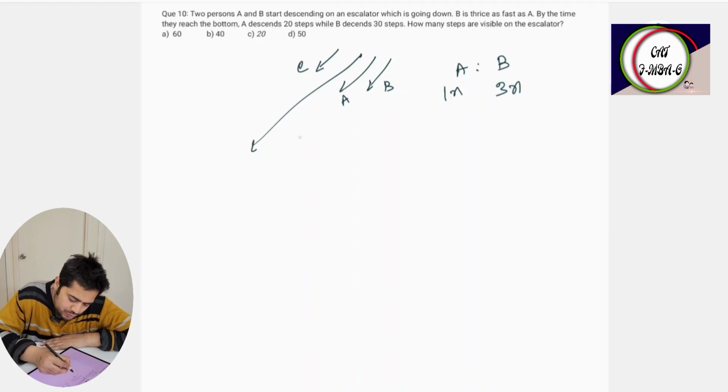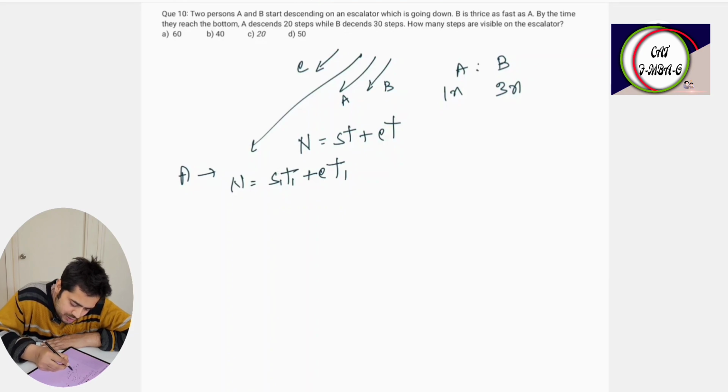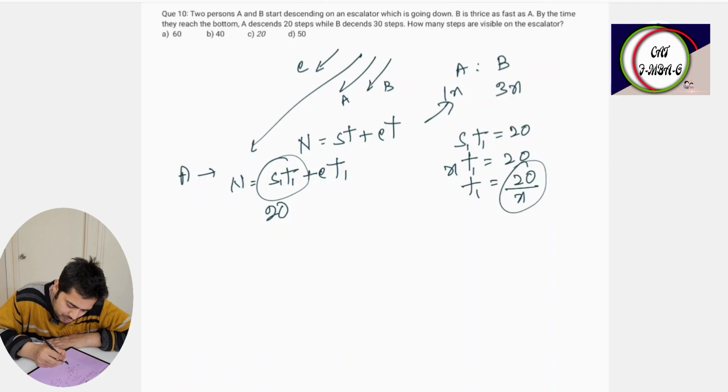Okay. So remember n is equal to st plus et. So for A we will write n is equal to s1 t1 plus e t1. s1 t1 is given as 20. S is x, so x into t1 is equal to 20. So t1 is equal to 20 by x, because speed of A is x. So n is equal to 20 plus e into 20 by x.